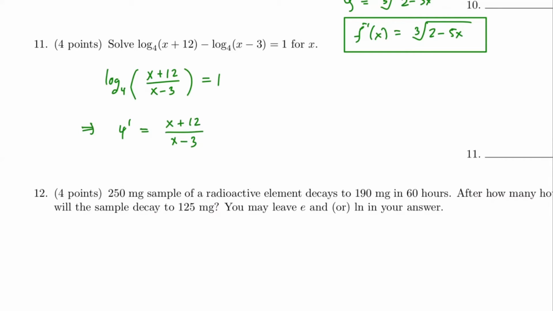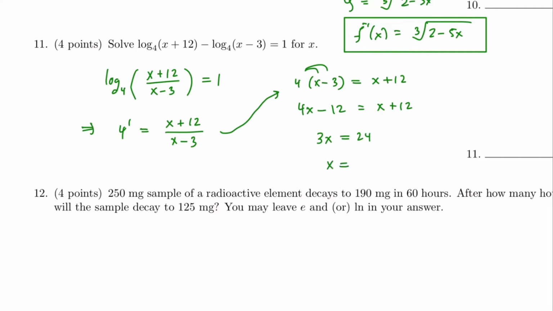So I'm going to go ahead and multiply both sides by x minus 3. Continuing right here, you'll have 4 times x minus 3 is equal to x plus 12. Here you distribute out the 4. You get 4x minus 12 is equal to x plus 12. I'm going to add 12 to both sides, subtract x from both sides. So you'll have 3x is equal to 24. Divided by 3, you'll have x is equal to 8.